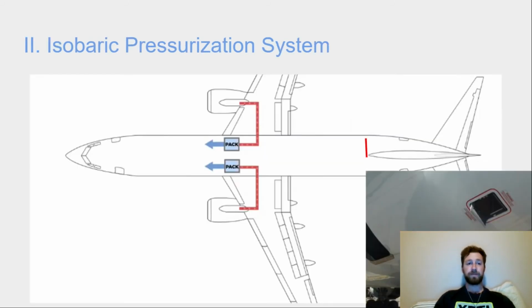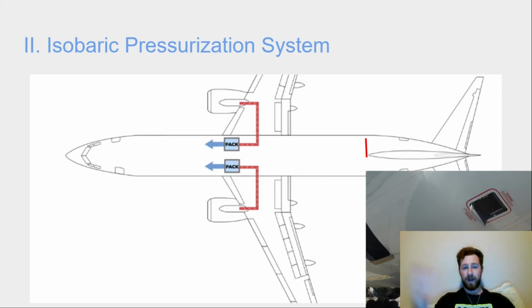Alright, so we'll talk about the isobaric pressurization system here. Just give you a brief overview. Now obviously, depending on what you get into when you're flying for an airline, or if you're flying private, Part 91, flying a jet or something like that, every aircraft's going to have a slightly different system. So this is just generally how it works.